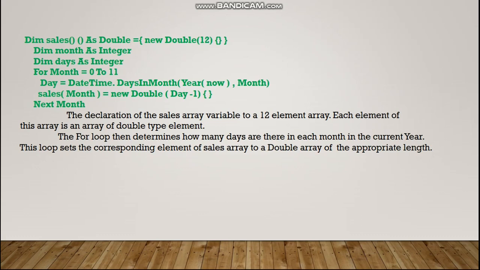The declaration of the sales array variable creates a 12-element array. Each element of this array is an array of Double type elements. The For loop determines how many days there are in each month in the current year. This loop sets the corresponding element of the sales array to a Double array of the appropriate length.